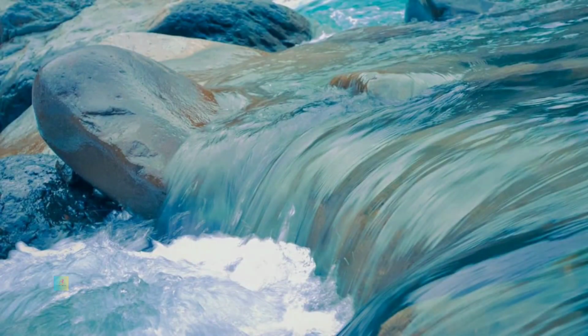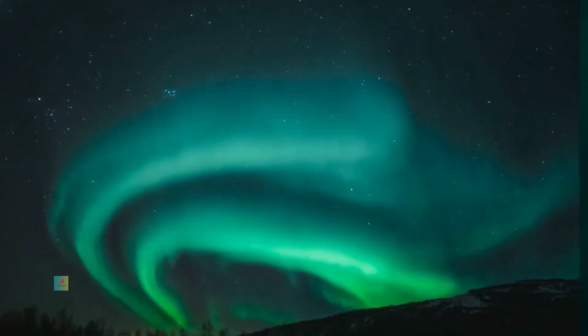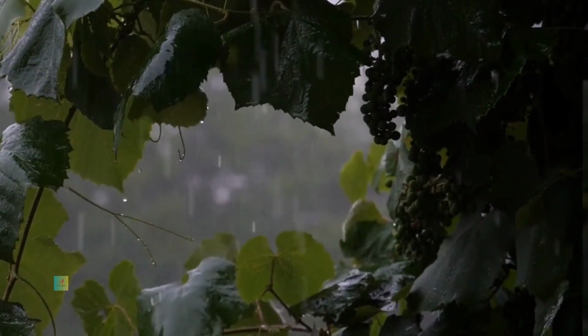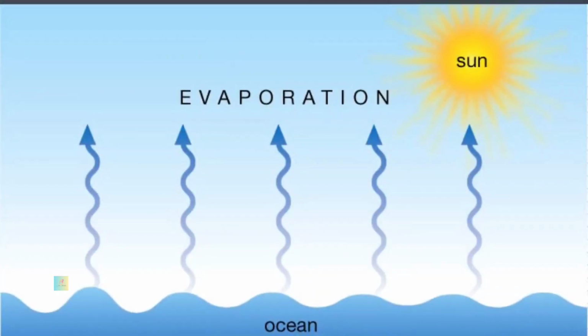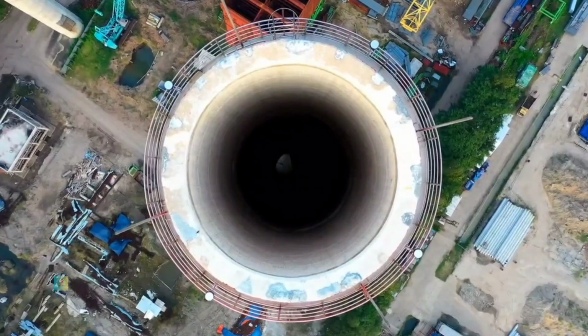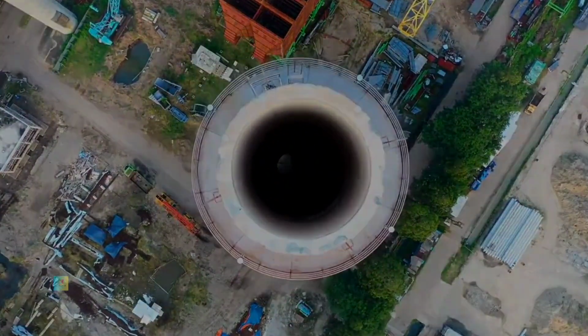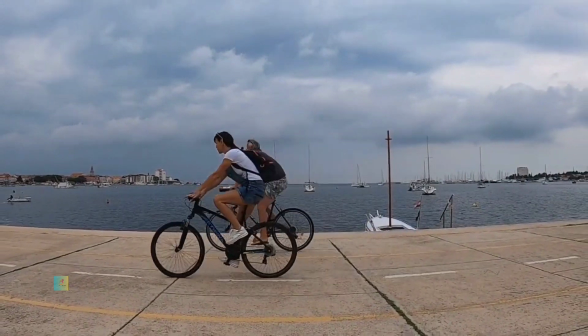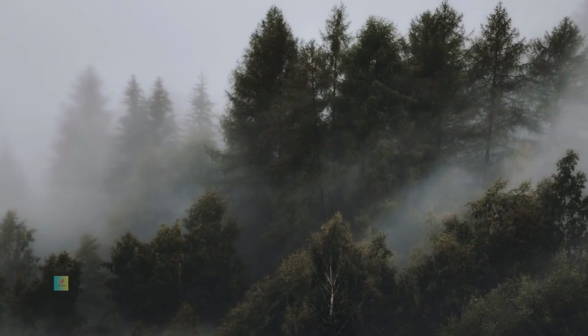Moreover, the water cycle, a fundamental planetary phenomenon, illustrates the continuous transformation of water between its liquid, gaseous, and solid states. This cyclical journey involves processes such as evaporation, condensation, precipitation, and runoff. The water cycle showcases the adaptability of water, allowing it to exist in various forms and traverse diverse environments.